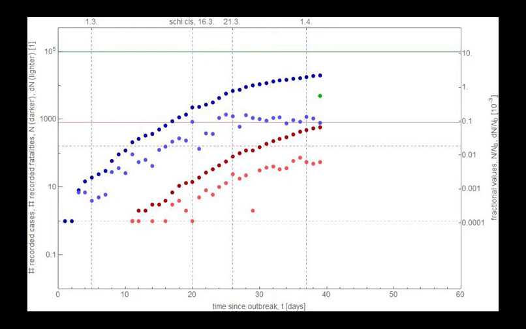Additionally, on the time axis, a few relevant dates have been marked. One important date is the date at which schools closed in Switzerland, which is the 16th of March. I've also marked the 1st of March and the 1st of April for reference.